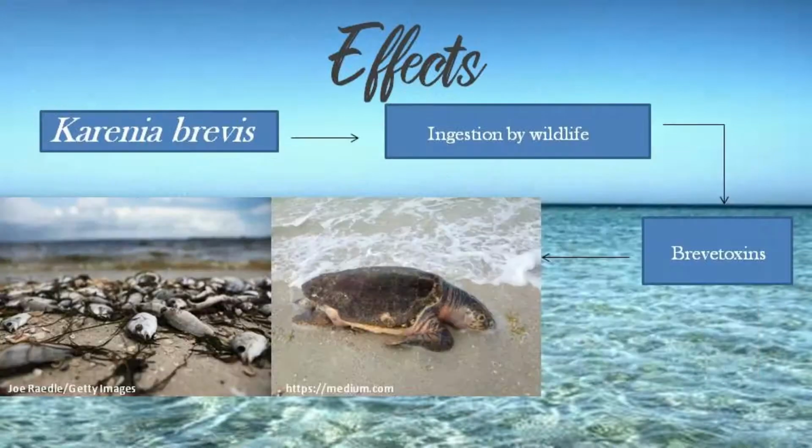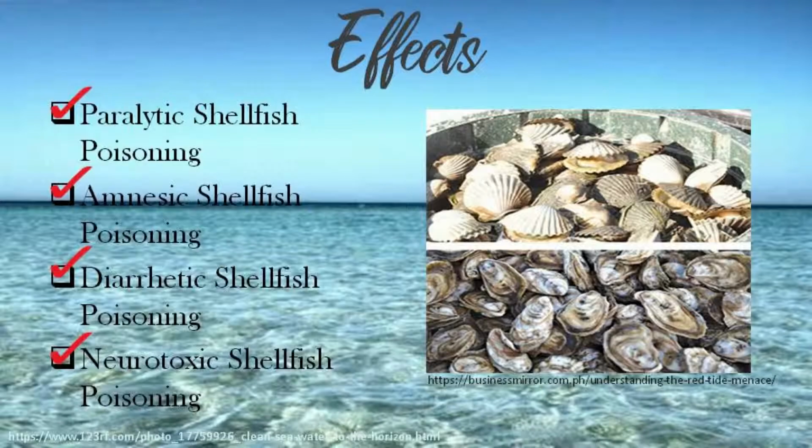For example, the red tide that is currently happening in Florida, USA is caused by Karenia brevis, which releases brevetoxins that, when ingested by wildlife such as turtles, cause them to lose coordination and could eventually result in paralysis. As for humans, upon ingestion of shellfish, which are filter feeders, different types of poisoning could happen.